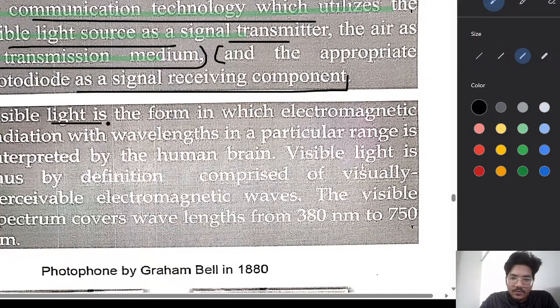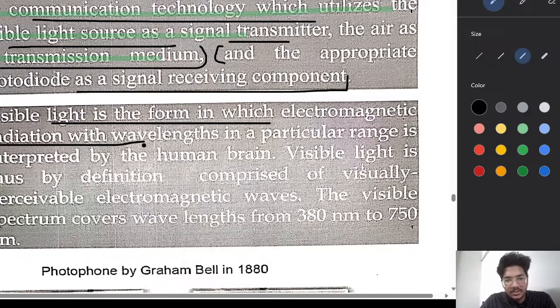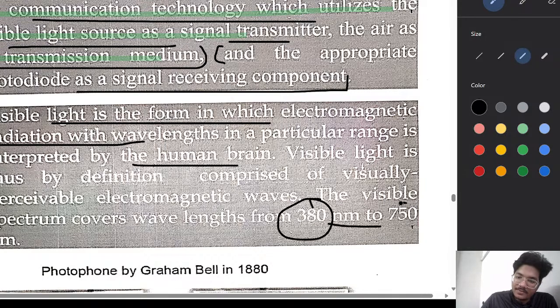Visible light is a form of electromagnetic radiation with a wavelength in a particular range interpreted by the human brain. Visible light is thus, by definition, a visually perceivable electromagnetic wave. The visible spectrum covers the range of 380 nanometers to 750 nanometers.